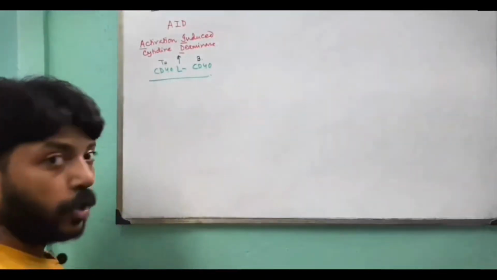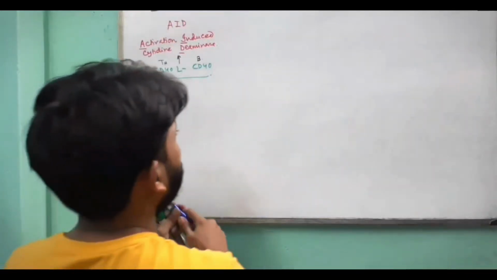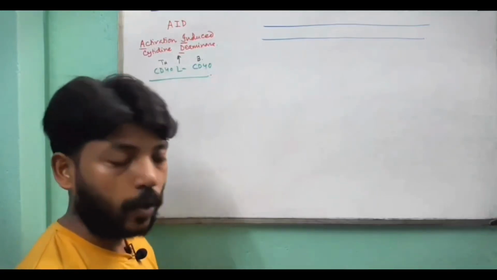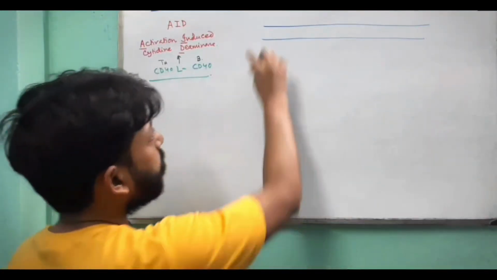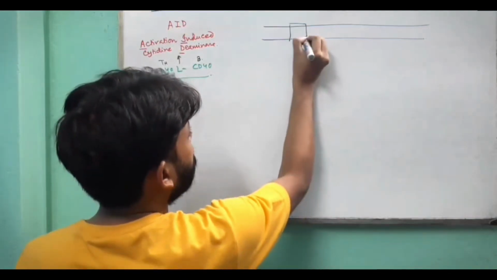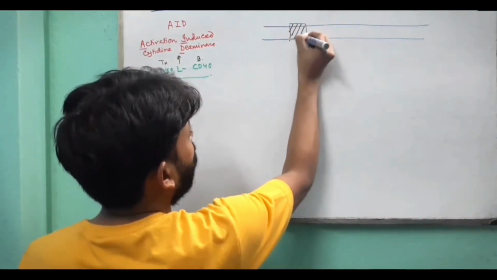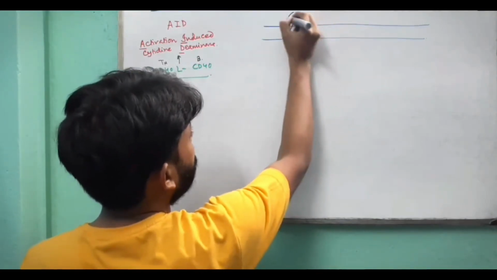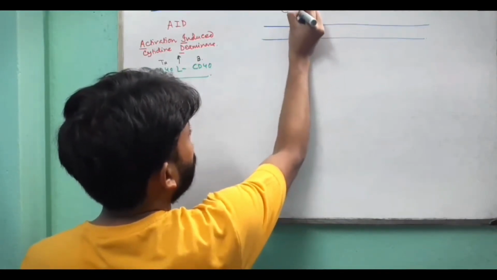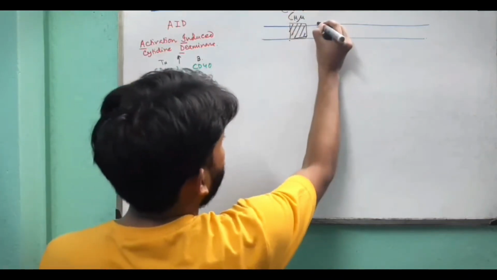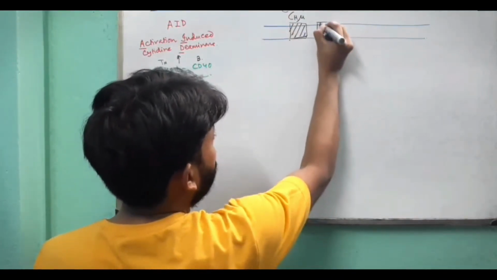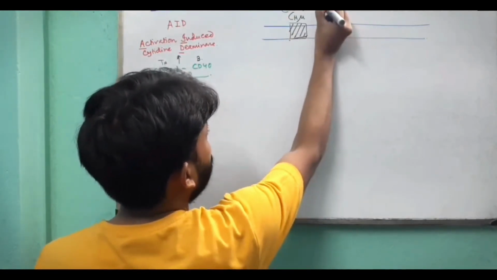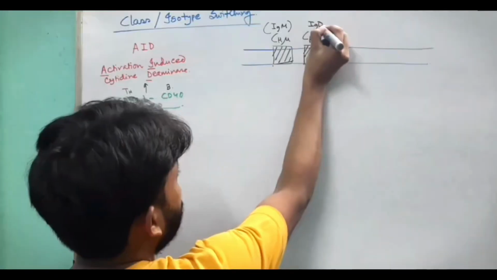So let me draw the constant heavy region. I have already discussed that the class switching occurs between the constant heavy domains of the antibody. So let's assume this is a double-stranded DNA, and here is the gene segment for the constant heavy domain for mu. That means from this DNA segment IgM antibody will be produced, and there is another gene segment, which I am making in black color, that is the constant heavy for the delta region. That means from this segment IgD antibody will be produced.